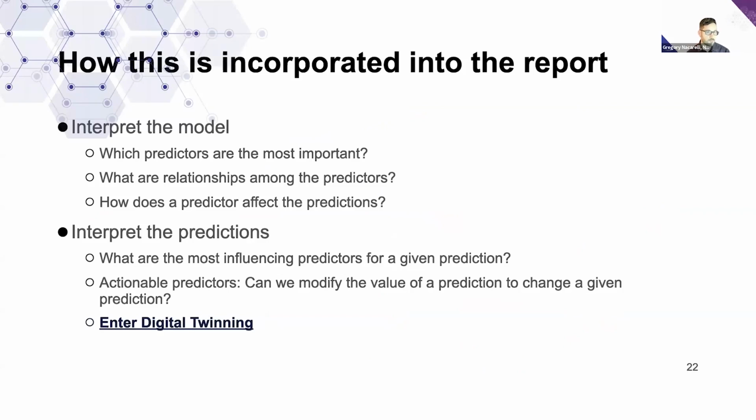We need to interpret the model. We have predictors in the report. How do we know which ones are most important? What are the relationships among the predictors? And how does a predictor affect the predictions? In terms of interpreting our predictions, what are the most influencing predictors for a given prediction? And then what are the most actionable? This is where digital twinning can come into play in order to discover this.